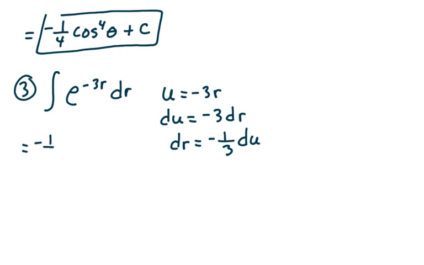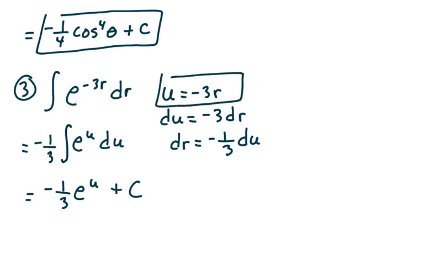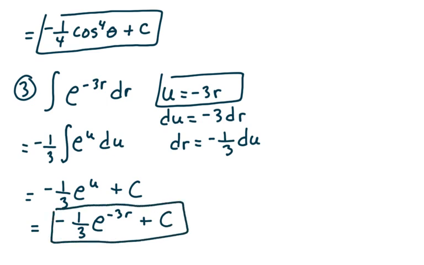So I'm going to take a negative 1/3 out in front of the integral, so I get negative 1/3 the integral of e to the u du. So this is negative 1/3 e to the u plus c. But remember, u is negative 3r. So I get negative 1/3 e to the negative 3r plus c. And that's how we do problem number 3. Let's take a look at problem number 4.